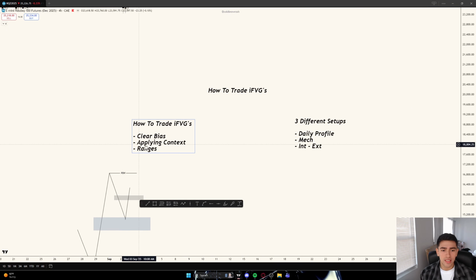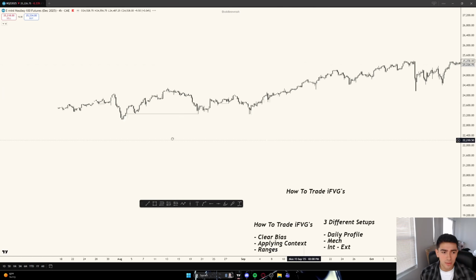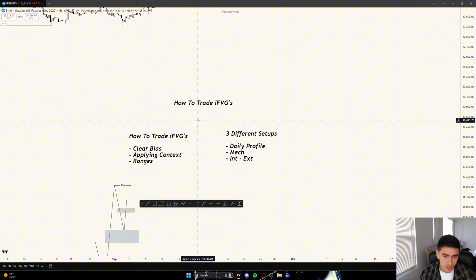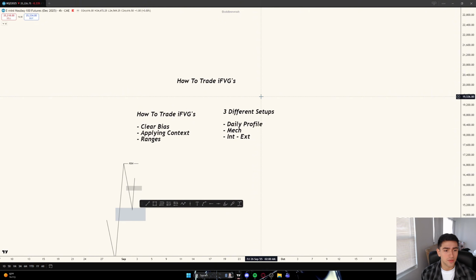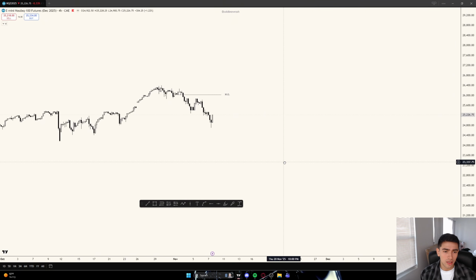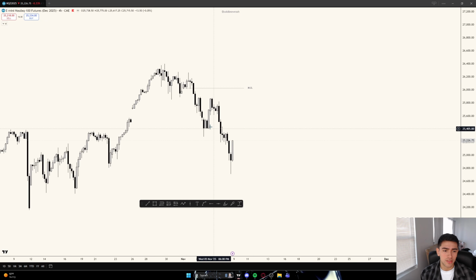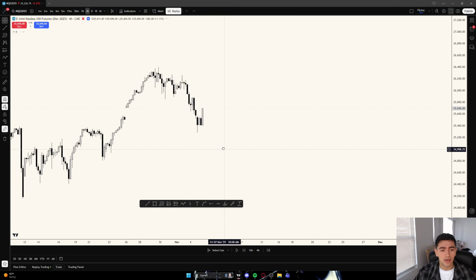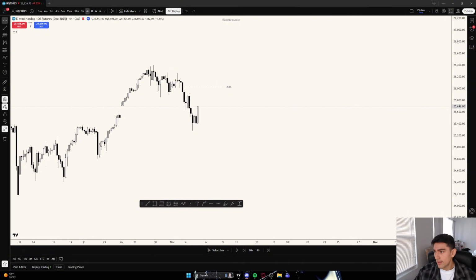So let's go on here and hop into a live example so you guys can see. The first example we're going to be talking about is the daily profile. It's going to be one of the 3 setups you can look to take the iFVG with iFVG's execution, right? The strategy. So we're going to hop into this week. I feel like one of the best setups that happened this week was on Wednesday. I ended up actually taking this trade live. Well, I ended up calling it out live.